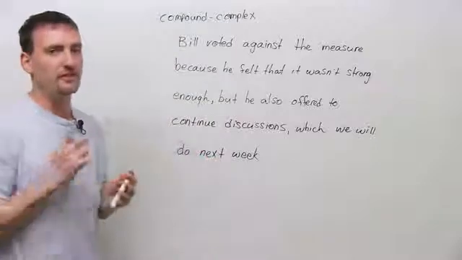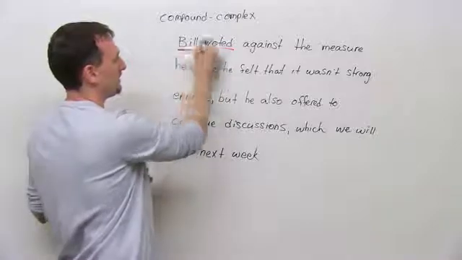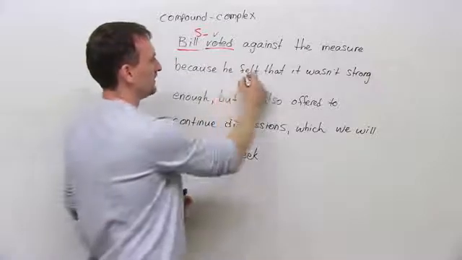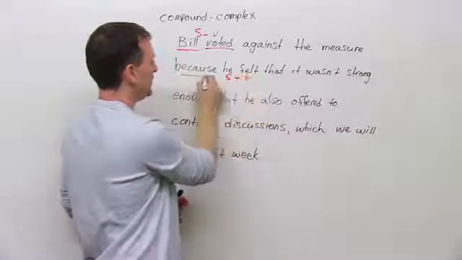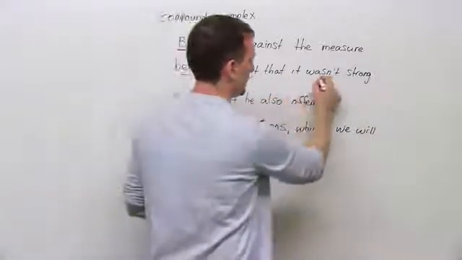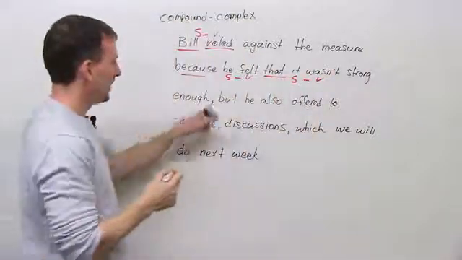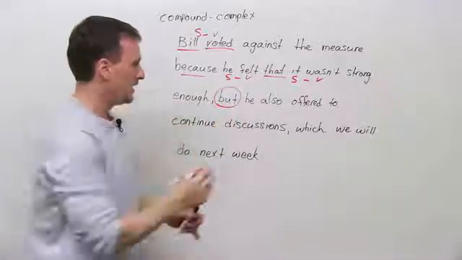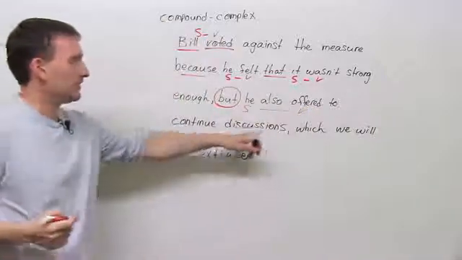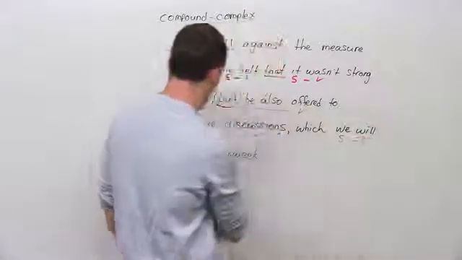So let's look for the first independent clause. Again, look for a verb, a tense verb, voted. There's a subject, Bill. We have our subject verb. Against the measure, blah, blah, he felt. So here's a verb, here's another subject, but we know, because this is part of the dependent clause, it wasn't. Okay, there we have another verb, we have another subject, we have that, so that's another dependent clause. Oh, here's our conjunction. Okay, here's our subject, offered. He offered to continue discussions, which we will do. So there's another subject verb.